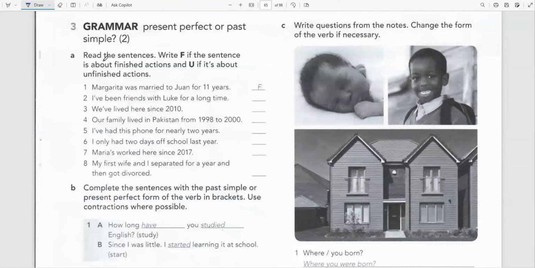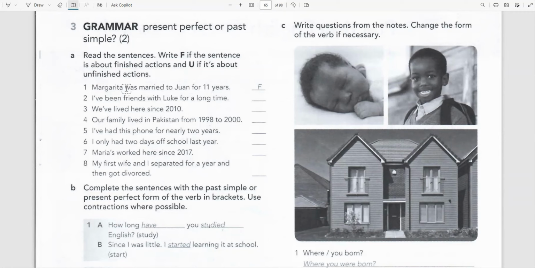Exercise A is asking us to read the sentences. Write F if the sentence is about a finished action, and U if it's about an unfinished action. In other words, if it's past simple, that is a finished action, guys. Finished or didn't finish, but it's in the past, nothing to do with the present. But if it's present perfect, which is connected to the present, it has some effect on the present time. So we're going to use U, which is unfinished action. That means still effective, still continuing.